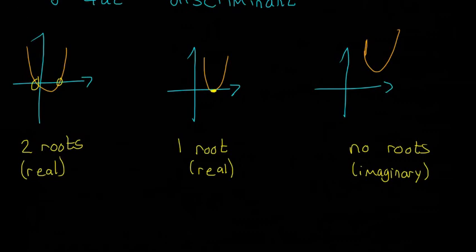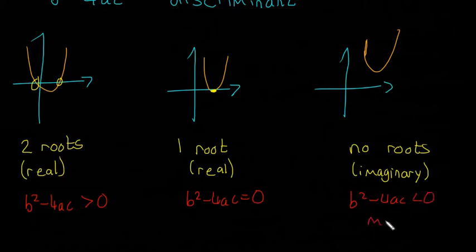that if there are two real roots like this, then b squared minus 4ac, the discriminant, will be greater than 0. And that's the whole point. It'll tell you the nature of the roots without having to graph it out. So b squared minus 4ac will be greater than 0. If it's one root, then b squared minus 4ac will be equal to 0. And if there are no roots, then b squared minus 4ac is less than 0.